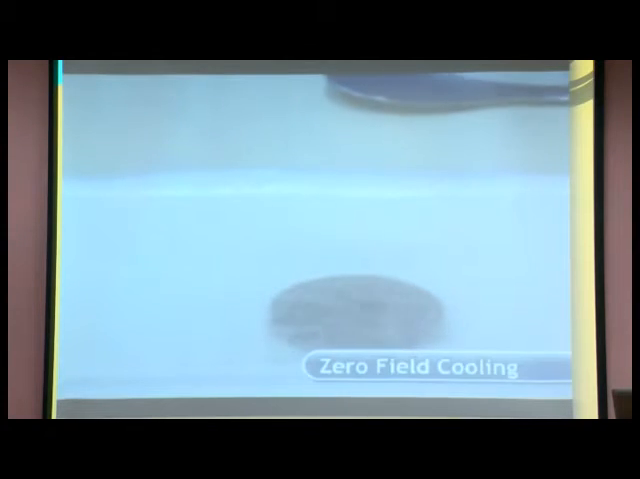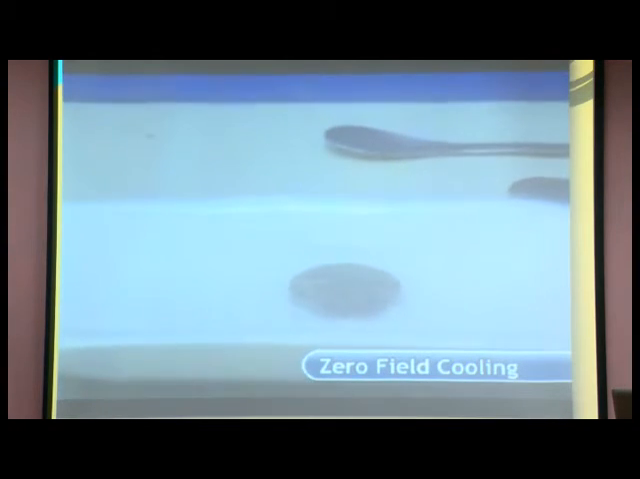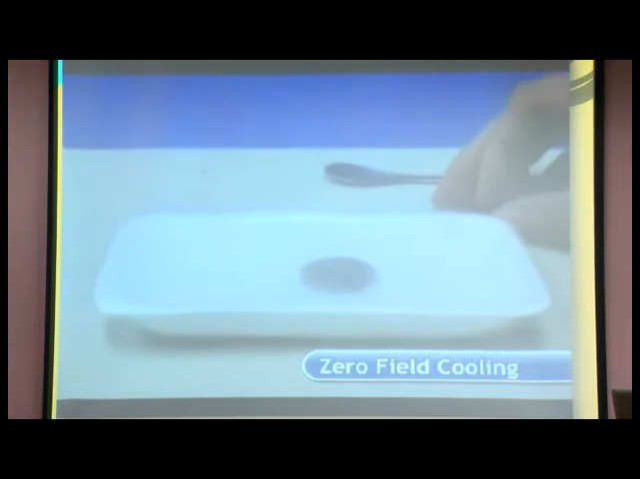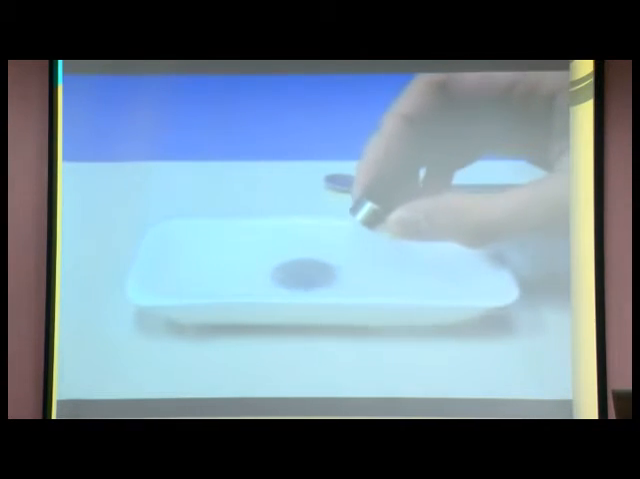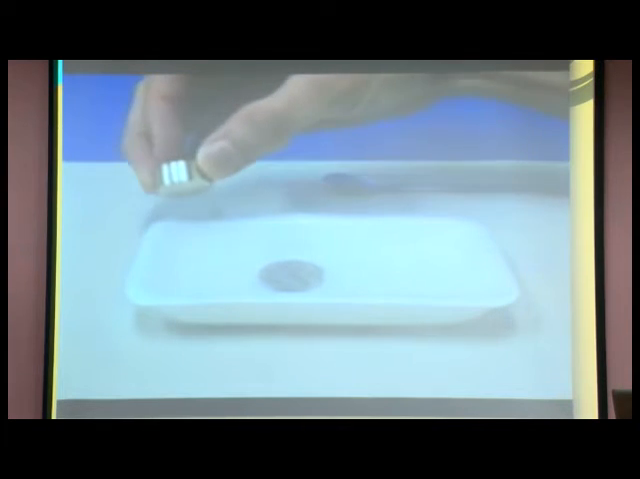Now this metal fully becomes a superconductor. This material becomes a superconductor at zero field. So here we are not giving any magnetic field. Now you can see applying the magnetic field.